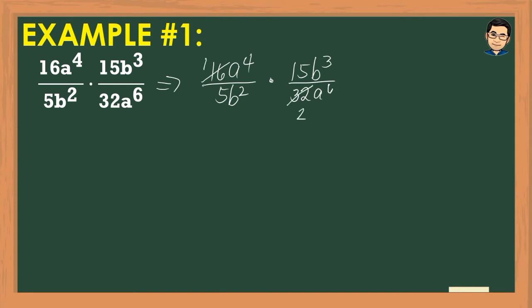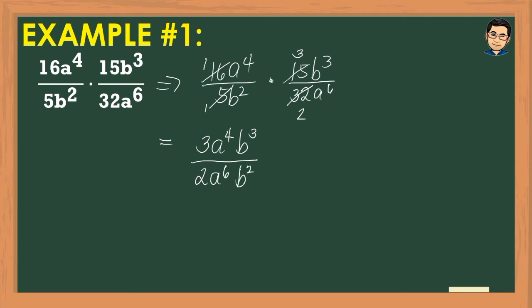What about 15 and 5? So obviously, yung greatest common factor is 5. So 15 divided by 5, that is 3. 5 divided by 5, that is 1 na lang. So i-rewrite natin yung mga sagot natin. So 3a to the 4th power b cubed all over 2a to the 6th power and then b squared.